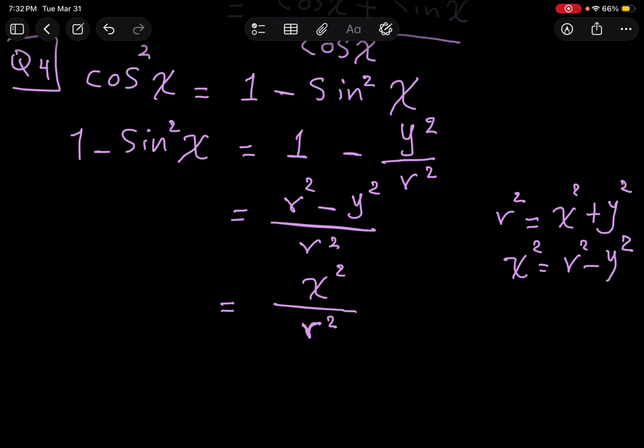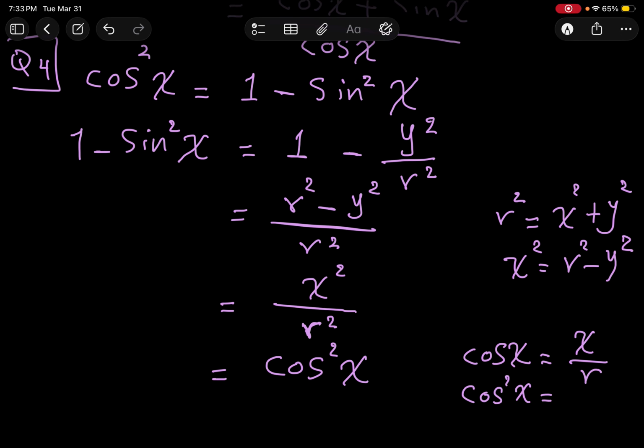x square over r square is equal to cosine square x. Why? Because cosine x equals x over r. So cosine square x equals x square over r square, for this reason.